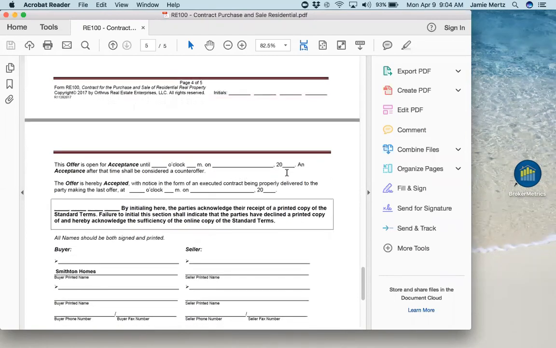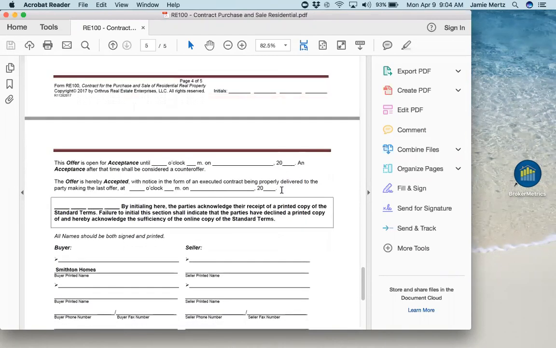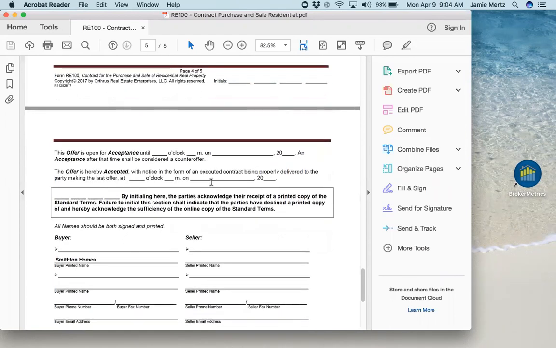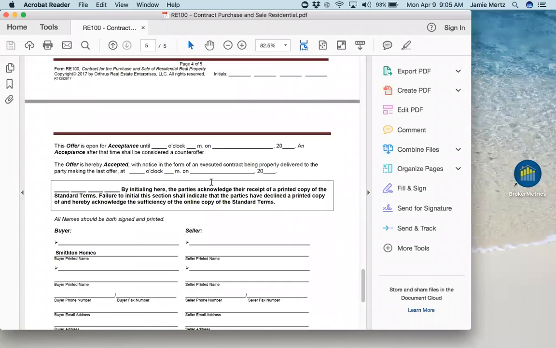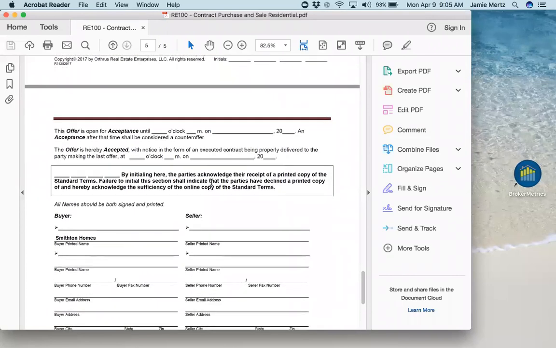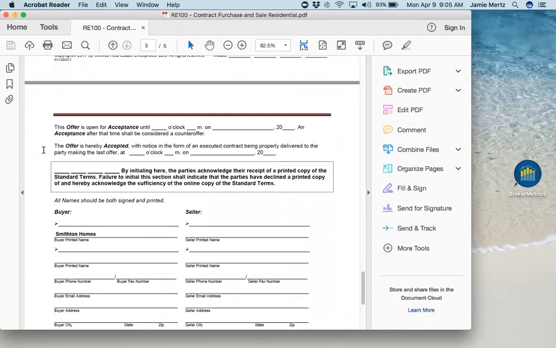The next line is once it's accepted. Accepted as contract is when the last party receiving the offer has accepted it and properly delivered to the party making the last offer notice that it has been accepted. They will then fill in the offer is hereby accepted. If you have given your clients a printed copy of the standard terms, you'll want them to initial in this box that they have received a printed copy of the standard terms. That's that RE100 form that I discussed with you at the beginning of this video.